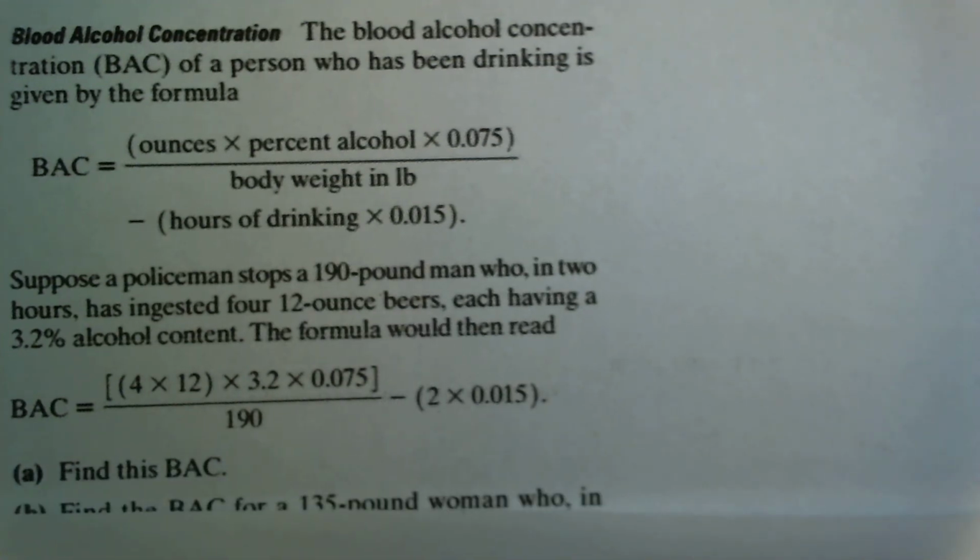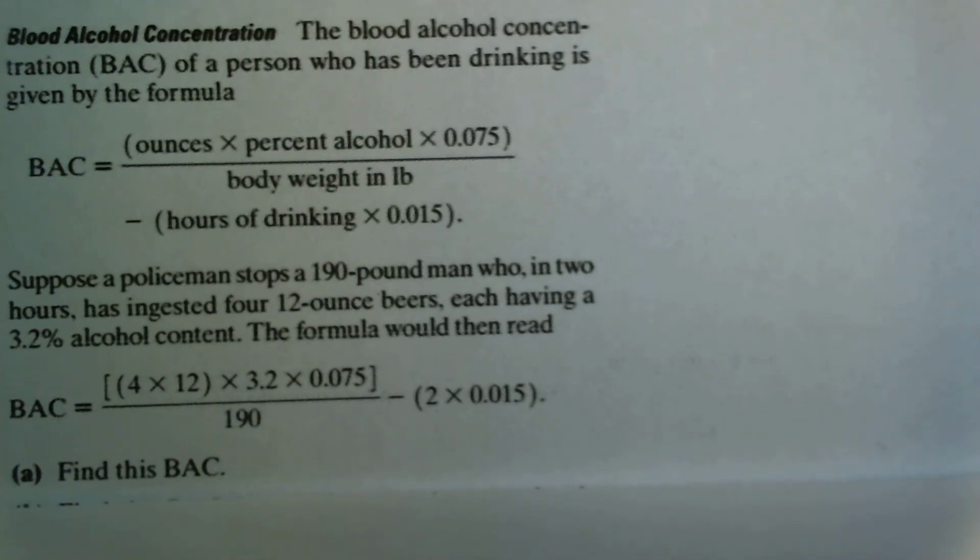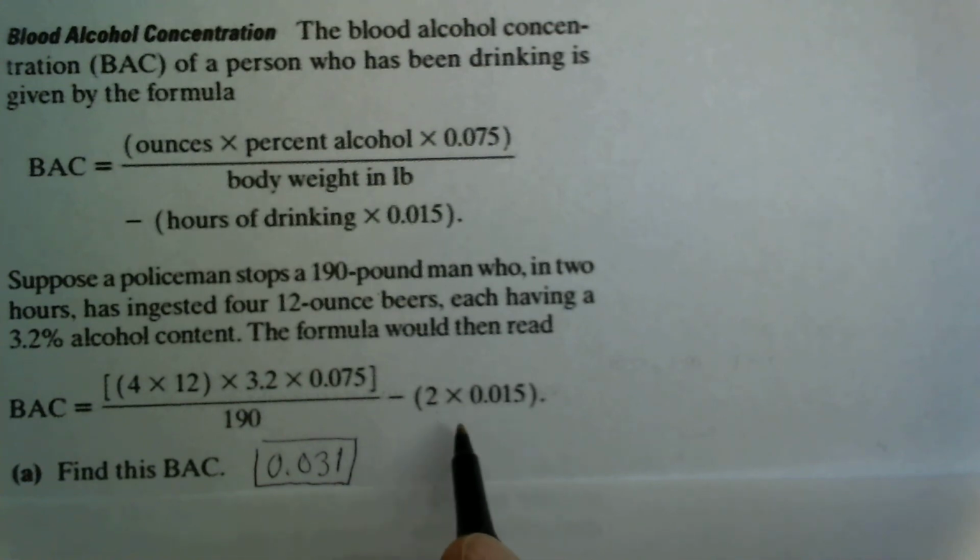So the first part is find this BAC, blood alcohol concentration. So when we evaluate this formula, this is 0.031. You just have to evaluate the fraction, subtract this quantity from it, and you get 0.31.